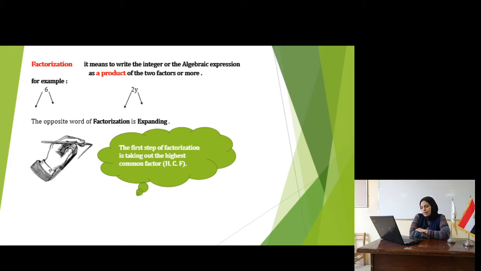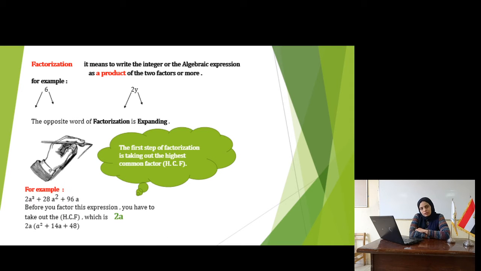The first step is by taking out the highest common factor. What is the highest common factor? Highest common factor, as we studied before in prep 1, is to get the highest common factor from the algebraic expression. For example, 2a power 3 plus 28a power 2 plus 96a. This is the expression at the beginning. You should get the highest common factor. Ask yourself if you have a highest common factor or not.